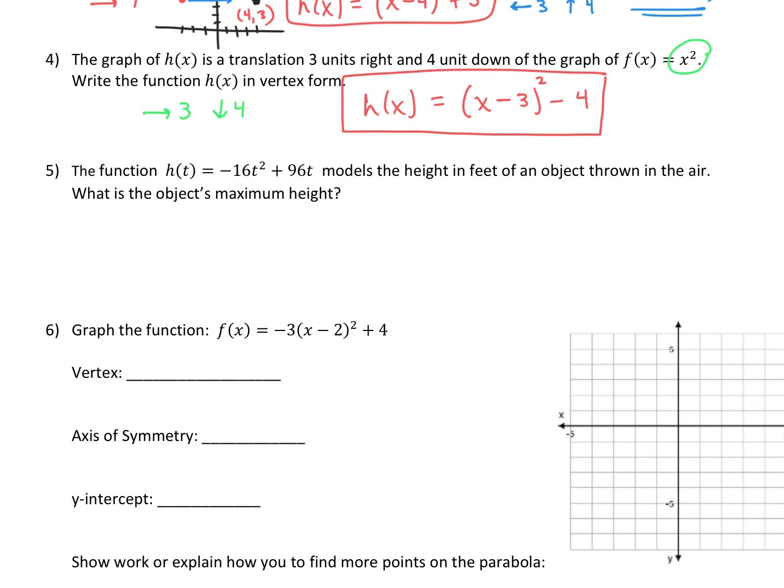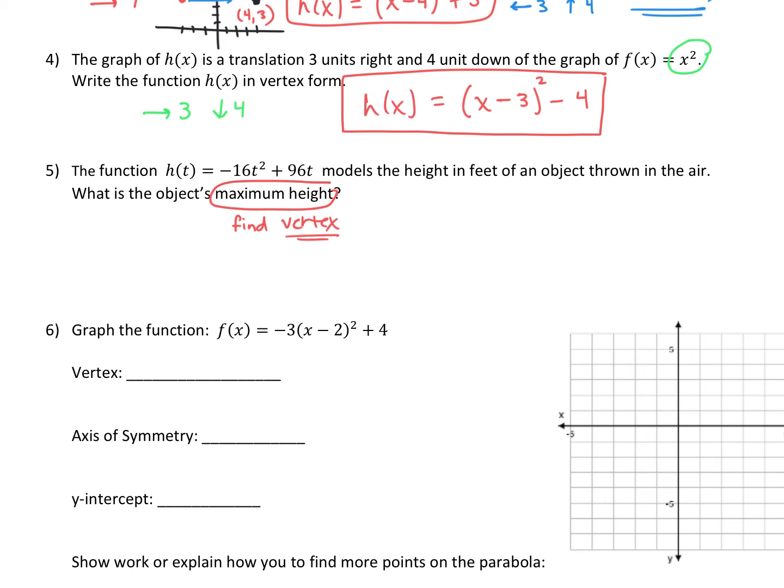All right, number 5. The function h of t equals negative 16 t squared plus 96t models the height in feet of an object thrown in the air. What is the object's maximum height? So let's go ahead and circle maximum height. Anytime that you need to find a maximum height of anything, you need to find the vertex.